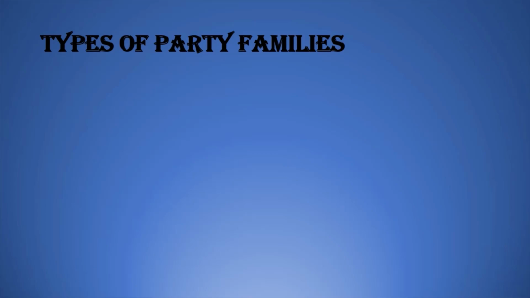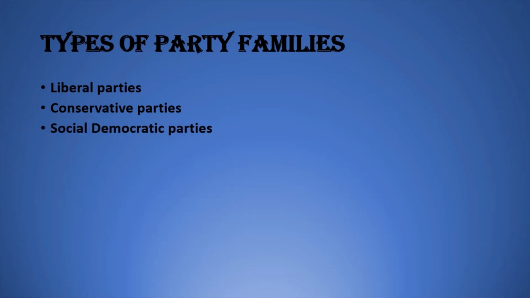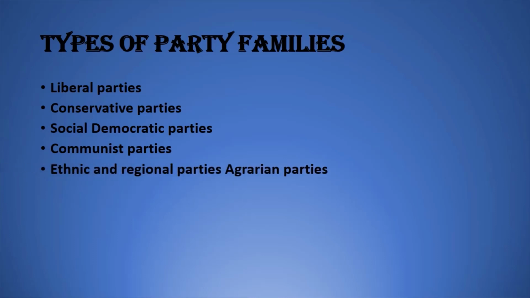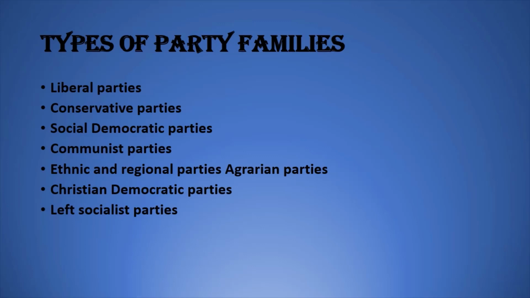The following are some of the party families with which you would group any political party with regard to the ideology on which that party is being run. 1. The liberal parties. 2. We have conservative parties. 3. We have social democratic parties. 4. We have communist parties. 5. We have ethnic and regional parties. 6. We have agrarian parties. 7. Christian democratic parties. 8. We have left socialist parties. 9. We have green parties. And more recently, there has been an addition, which is the right-wing populist party.